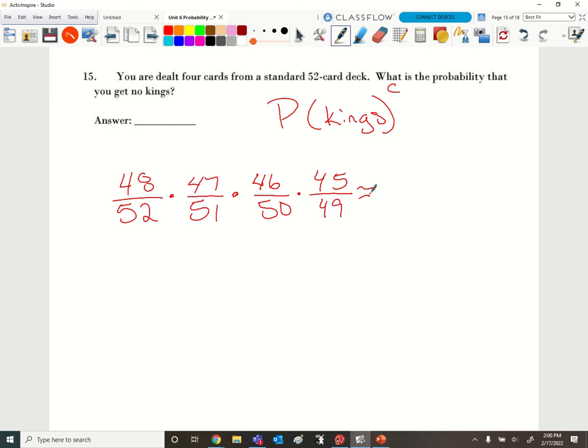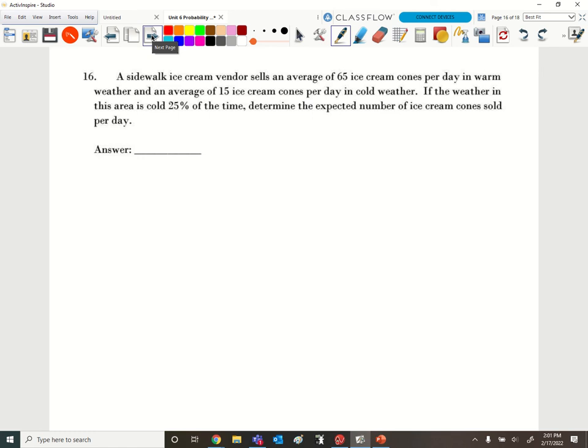Anyway, all right. What do we get here? 7-2? There we go. A sidewalk ice cream vendor sells an average of 65 ice cream cones per day in warm weather, and an average of 15 cones per day in cold weather. If the weather in this area is cold 25% of the time, determine the expected number of ice cream cones sold per day.